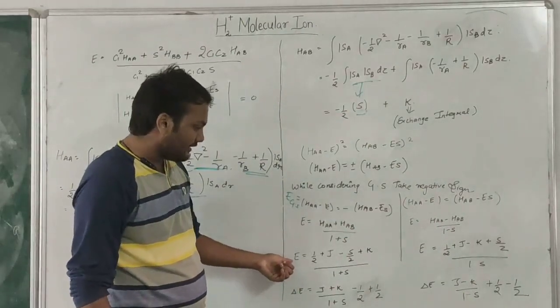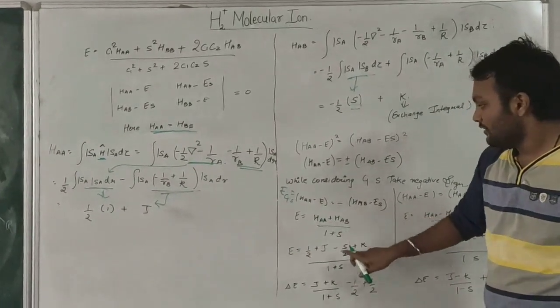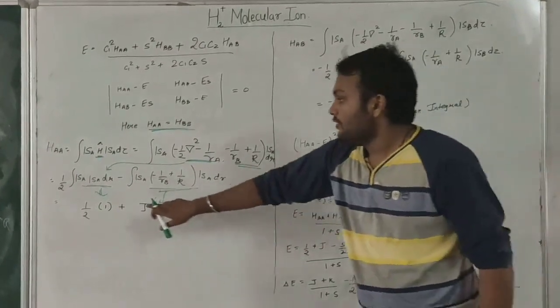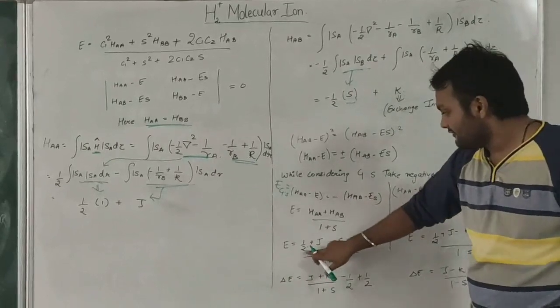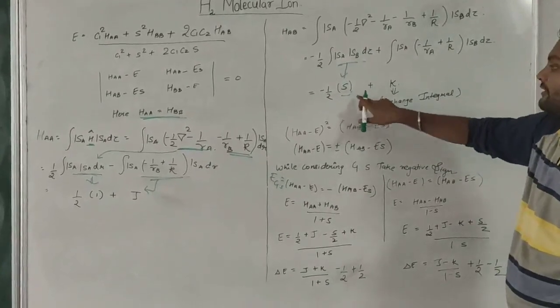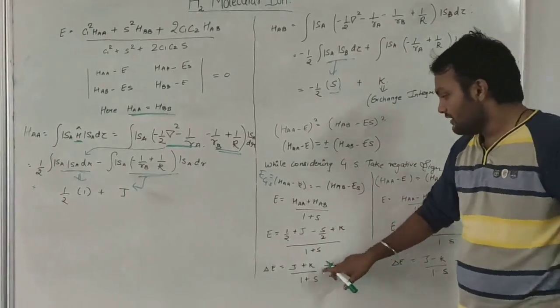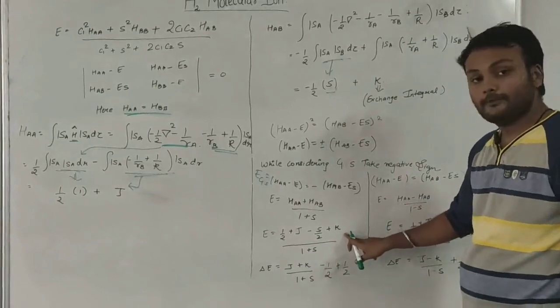Now let us solve the whole equation by HAA and HBB. The solution for HAA was 1 by 2 J. We have to substitute the 1 by 2 J over here. And the solution for HAB was minus 1 by 2 S plus K. We have to substitute this equation over here. Now this is the whole value for the K.